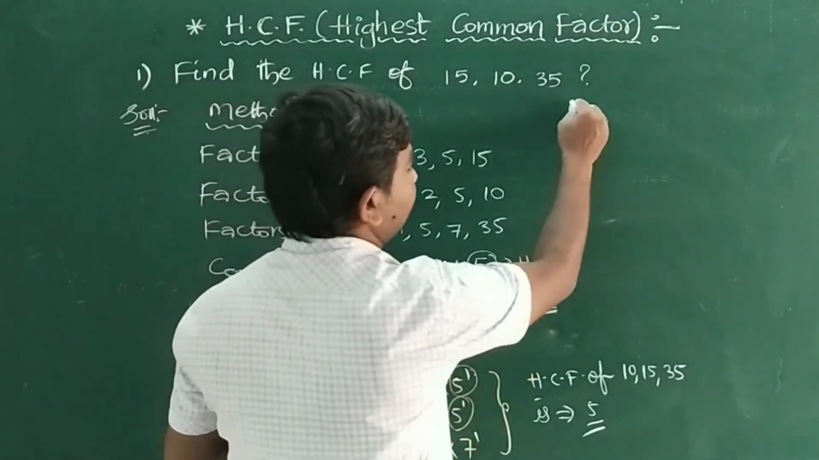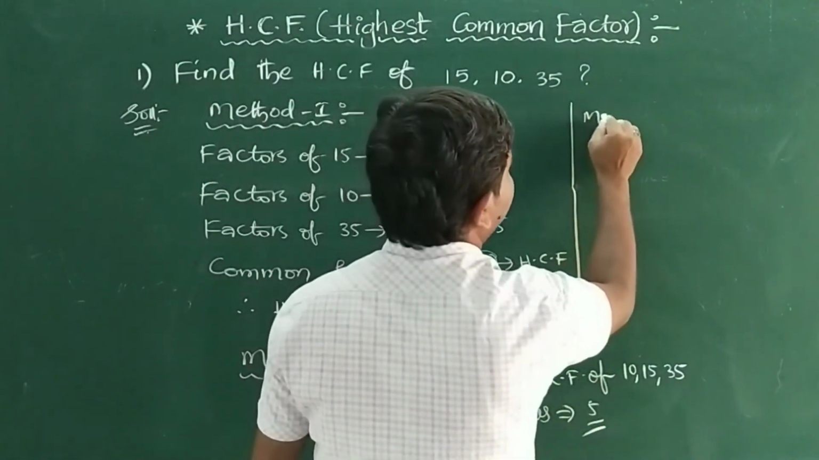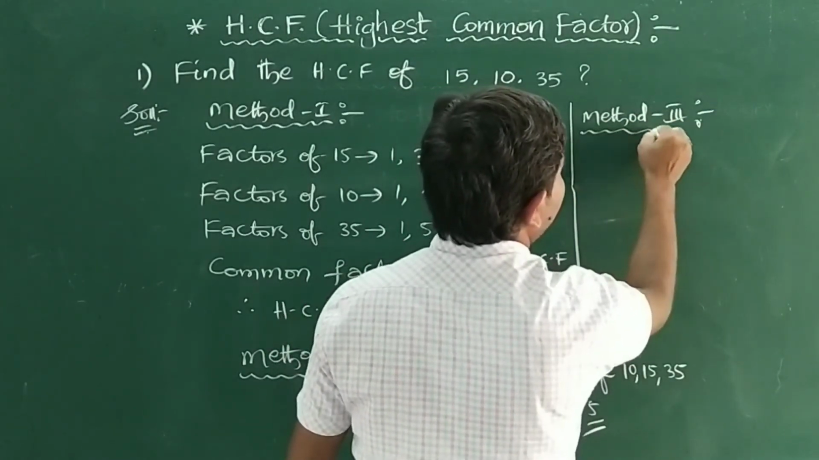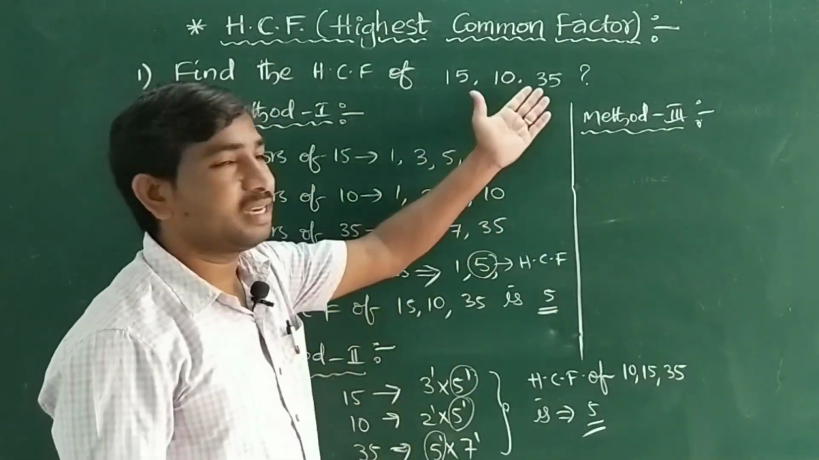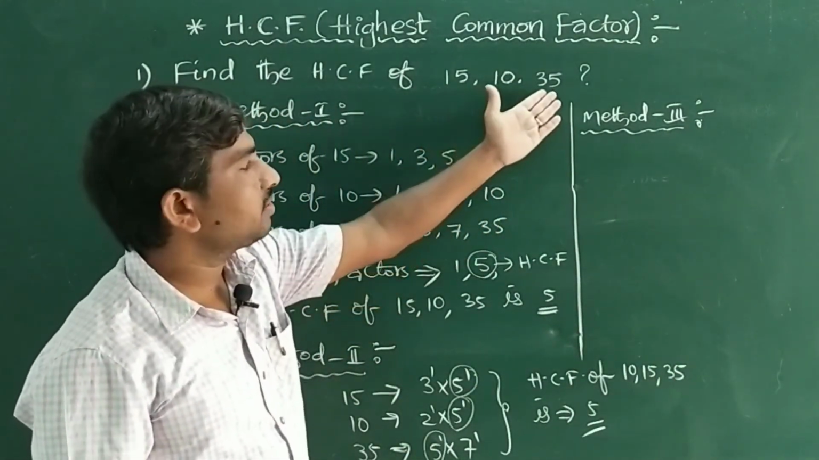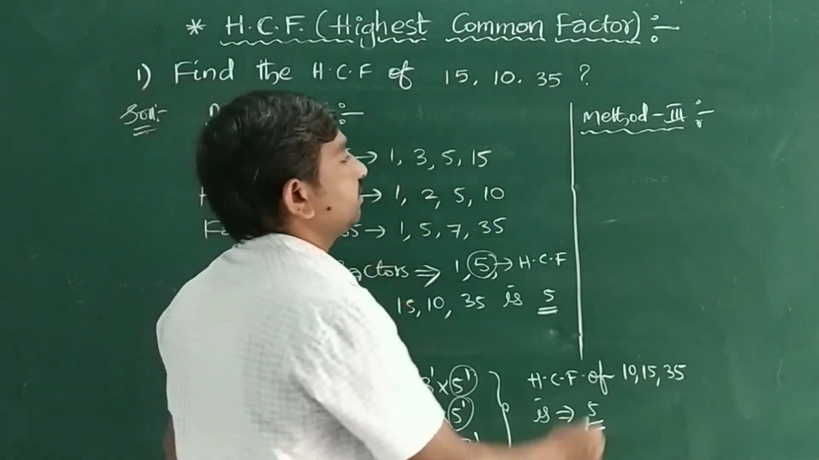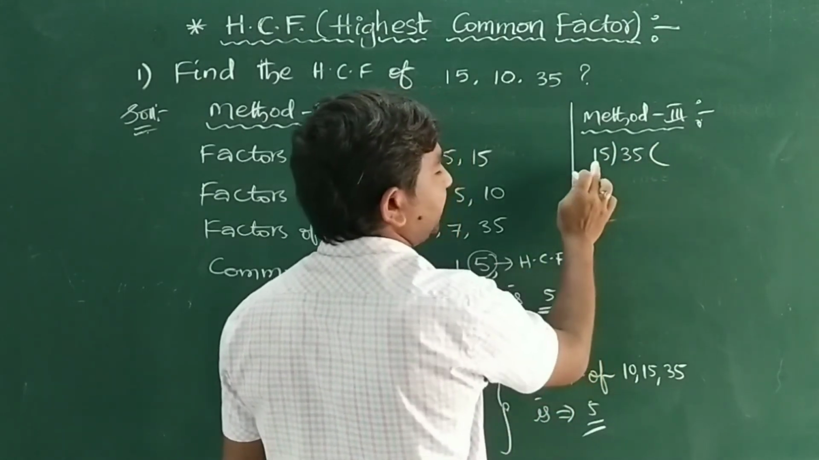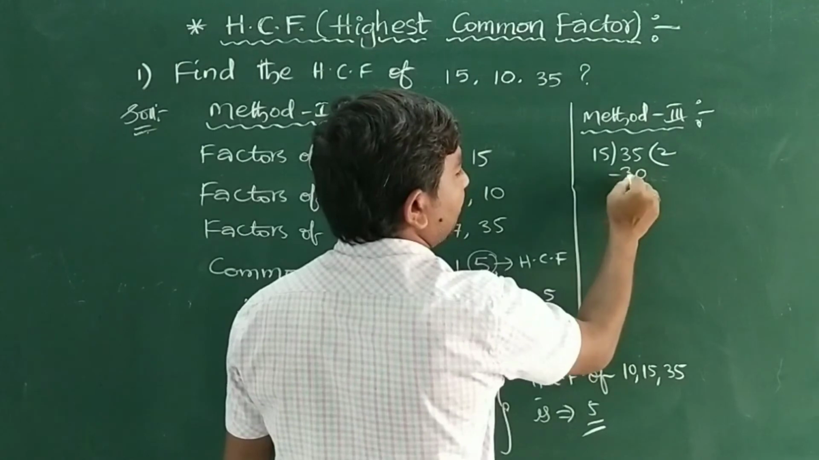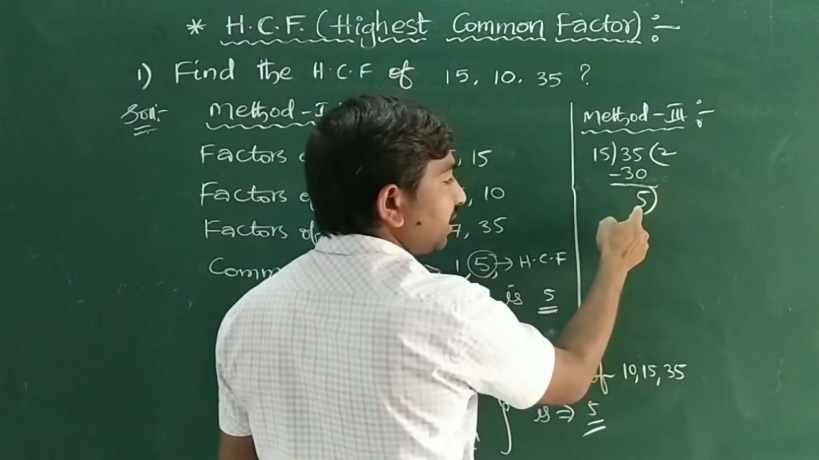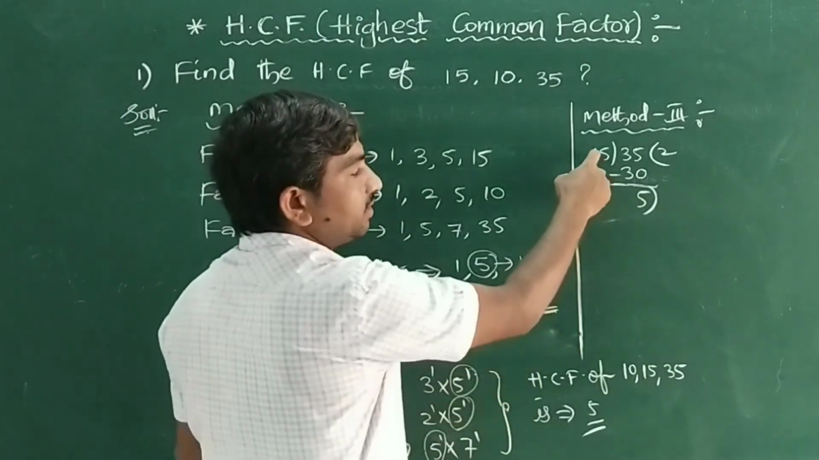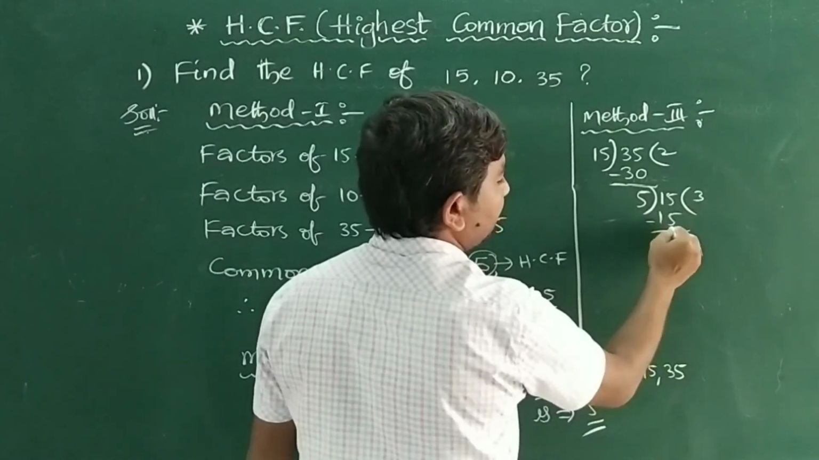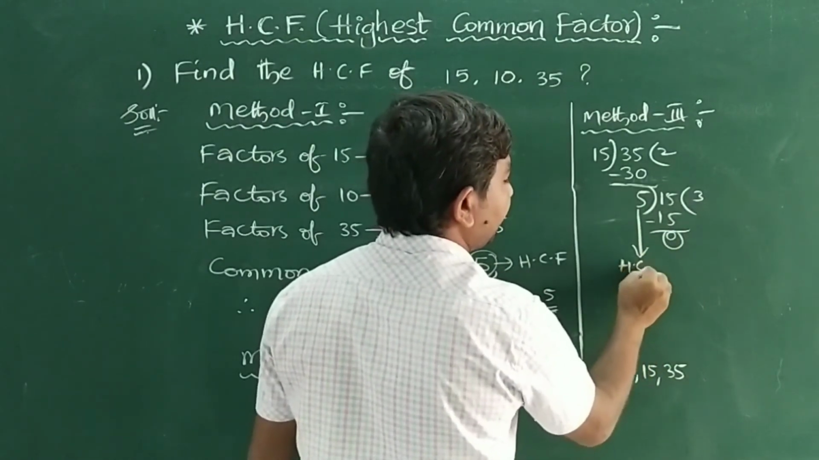So now last, the division method. What is the division method? Method 3. The division method is also very easy. Take the larger number divided by the smaller number. The larger number is 35 and the next smaller number is 15. So divide 35 by 15. 15 2s are 30. Now subtract. What is the remainder? 5. Now this remainder becomes the divisor, and the previous divisor becomes the dividend. So 5 3s are 15, minus, 0. Now this is the HCF.